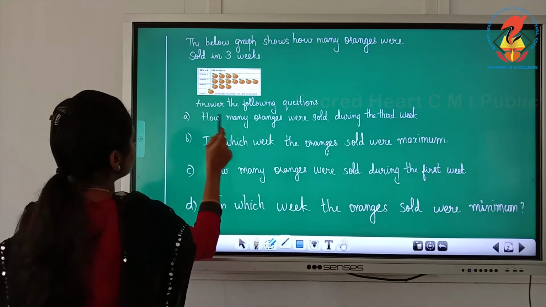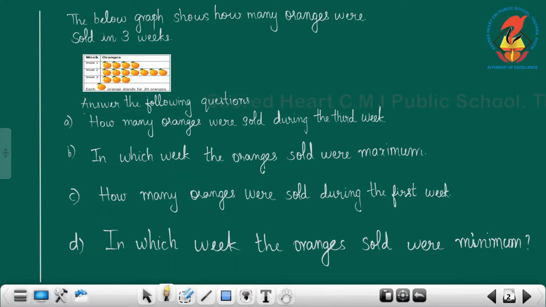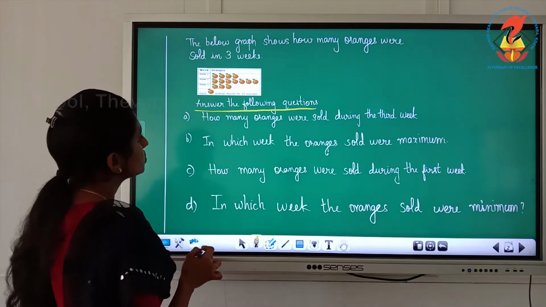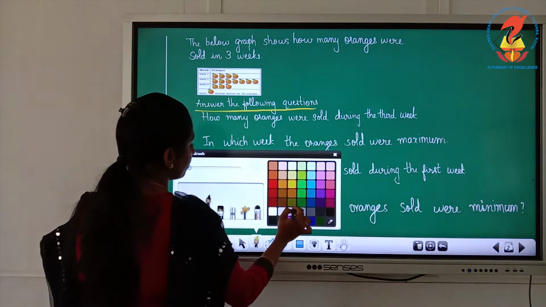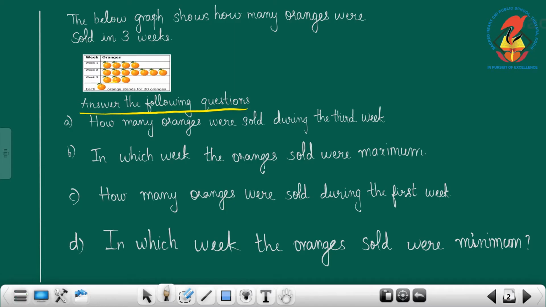So answer the following questions. The first question: how many oranges were sold during the third week? During the third week, there are 3 oranges. Each orange stands for 20 oranges. So we can write 3 times 20, that is 60 oranges.